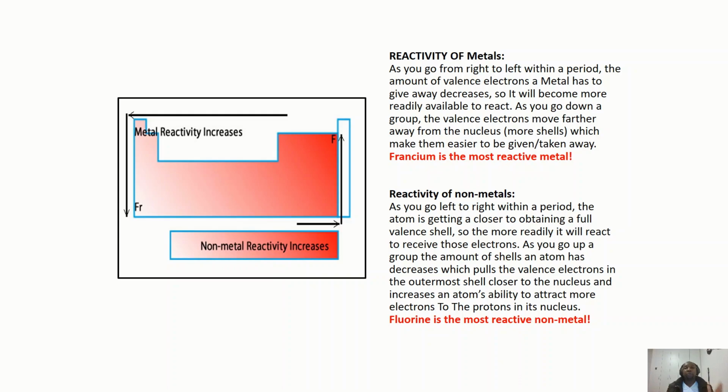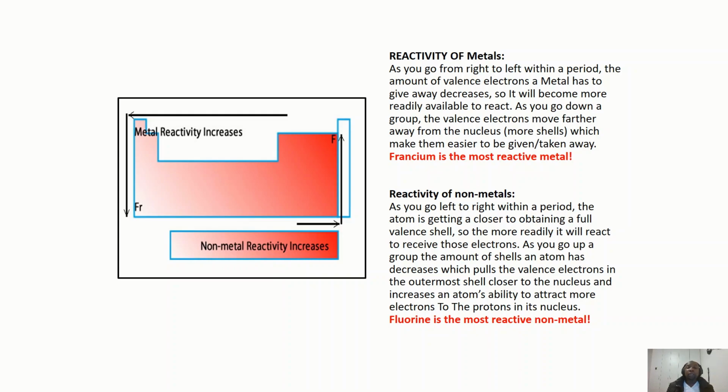So as you go from right to left within a period, the amount of valence electrons a metal has to give away decreases. Exactly. So if you are going from, let's take period 2, for example, that means if you are moving down from your fluorine, the number of valence electrons is going to be decreasing.